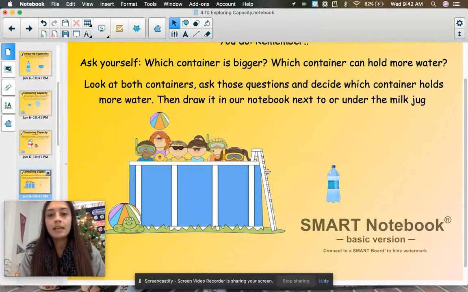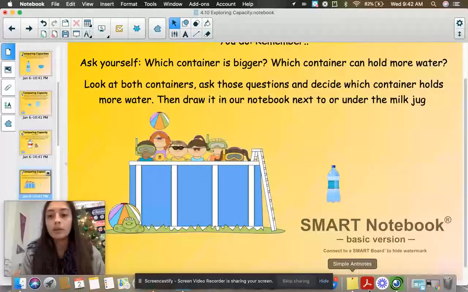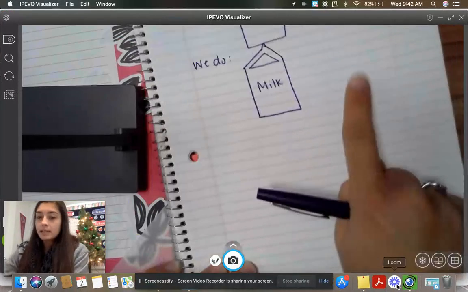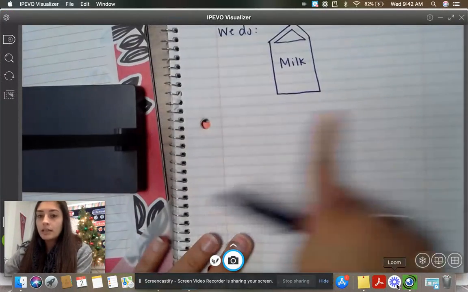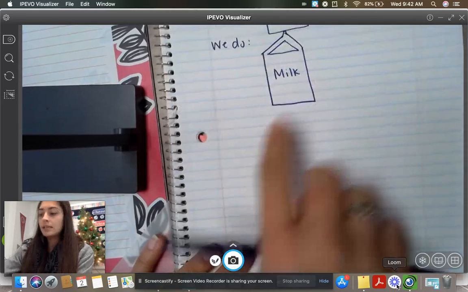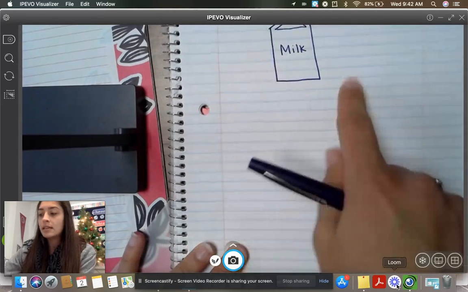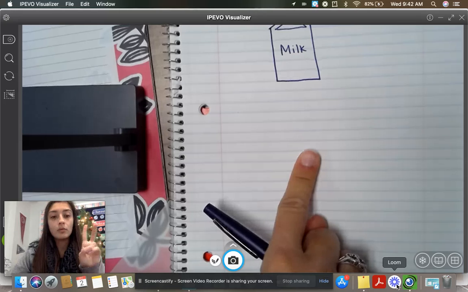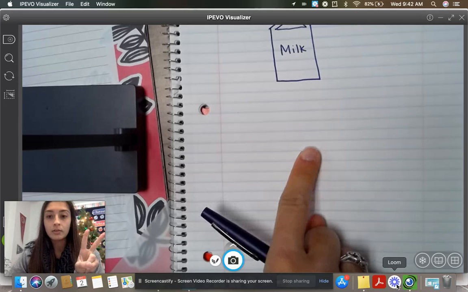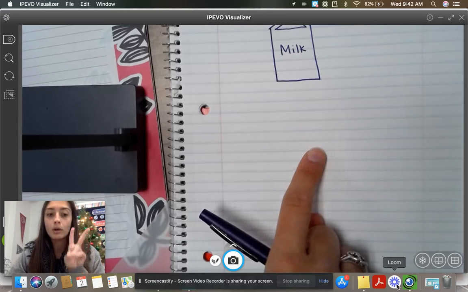Once you've decided, I want you to draw in your notebook either next to the milk jug or underneath it. Just use the same page. I want to see the milk jug and I also want to see either the swimming pool or the water bottle, whichever you choose, that holds more water.